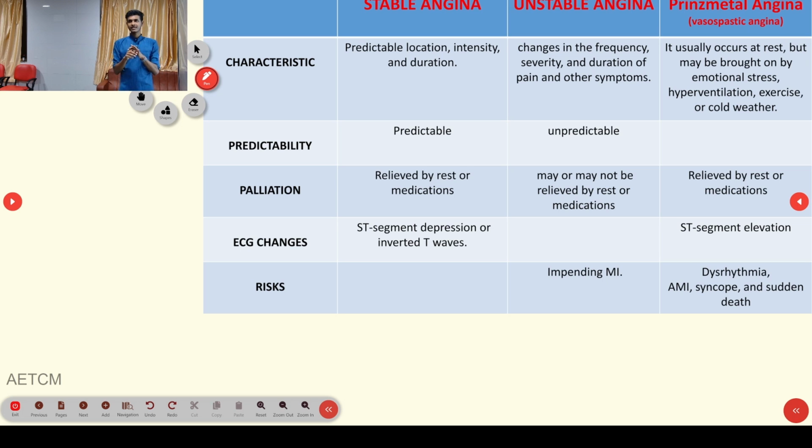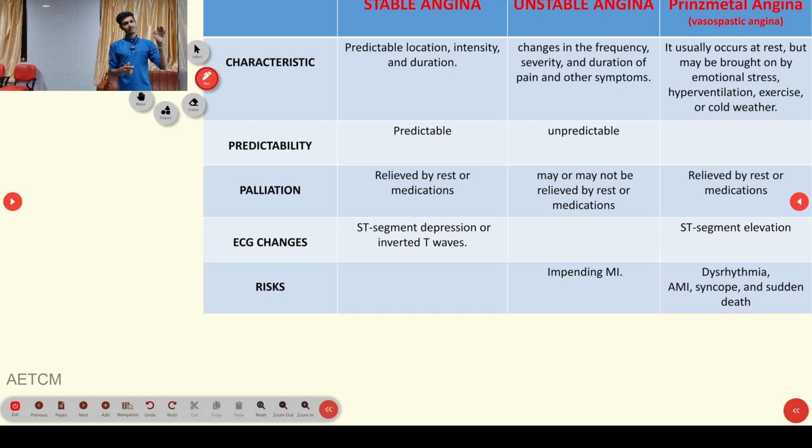But unstable angina will change. It won't show the predictable location. The person will complain first time in some other area, or second time in some other area. Third thing is Prinzmetal angina. That usually occurs in a rest position, and also because of emotional stress, hyperventilation, cold weather, and exercise. Those are the aggravating factors.